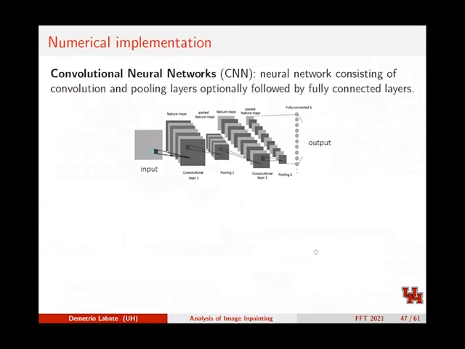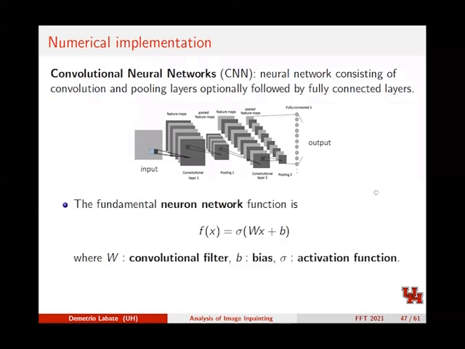And so let me briefly remind you that a CNN is a neural network that consists of convolutional and pooling layers that may be followed by a connected layer. Here the fundamental building block is a neuron, a neuron function, which is this function f of x that combines an affine function wx plus b, where w is the convolution filter, b is the bias, with sigma, which is the activation function. This is a nonlinear function, the ReLU.